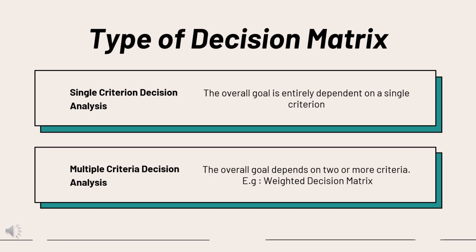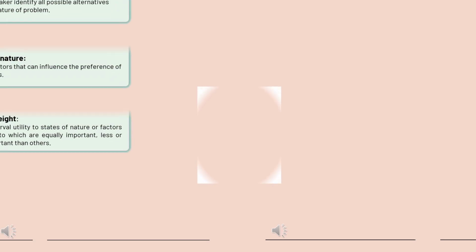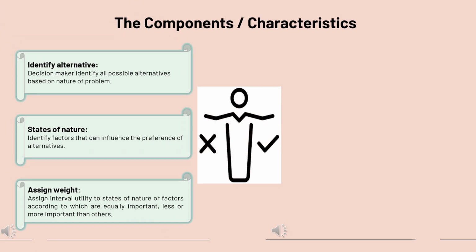decision analysis. The overall goal is entirely dependent on the single criterion. The second one, multiple criteria decision analysis. The overall goal depends on two or more criteria. An example is the weighted decision matrix. Here, we focus on the weighted decision matrix.